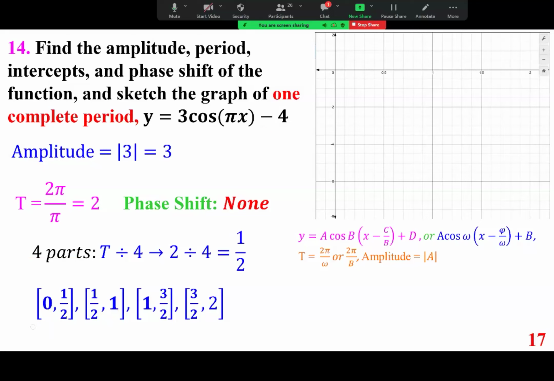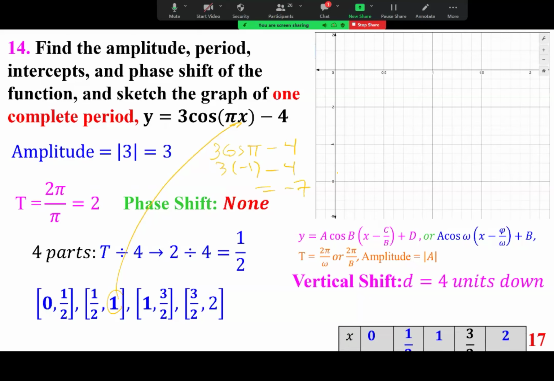So again, easy ones, class. If I plug in 0, I get 3 times 1 minus 4. If I plug in 1/2, I get 3 times cosine of pi over 2 minus 4. You know, cosine of pi over 2 is 0, so you get minus 4. If I plug in 1, I get 3 cosine pi minus 4. You should know cosine pi is negative 1. We get minus 7. So it's very easy to figure this out.